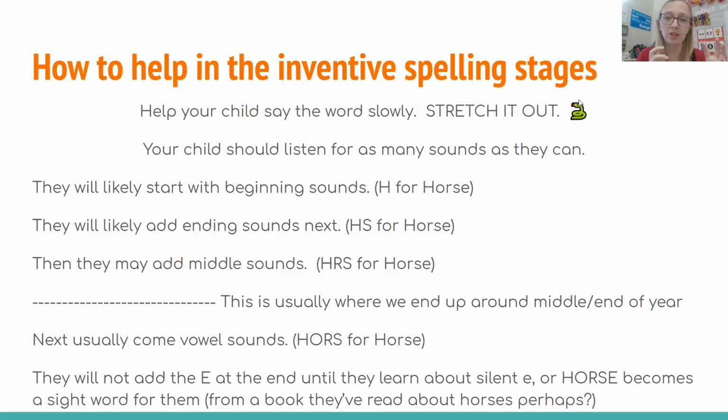They're also harder to distinguish, like E and I, E, I, eh, eh. They're really hard to distinguish and listen. So vowels usually come at the end of the year. And things like adding the E don't come until they learn about silent E, or they've read books about horses and they know when they read that sentence back to you, "Wait, that doesn't look like horse. I've read about horses. I know there's an E at the end." So that's where reading and writing go hand in hand.